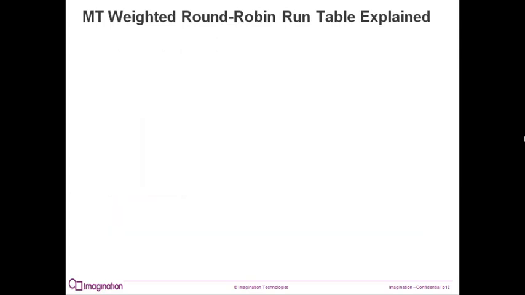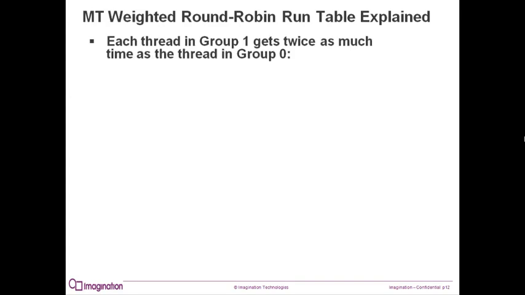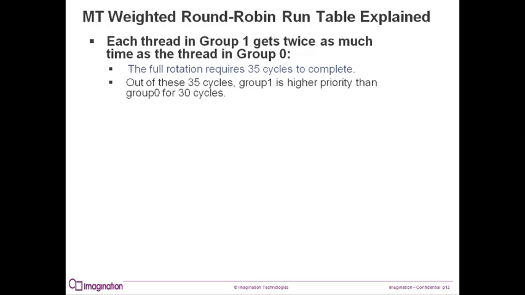Let me summarize what the previous slides demonstrated. What you see is each thread in group 1 ran twice as much as a thread in group 0. Since there were 3 threads in group 1 and 1 thread in group 0, to complete the 15 iterations of a full rotation cycle took 35 cycles. Out of the 35 cycles, the 3 threads in group 1 had the higher priority to run for a total of 30 cycles.